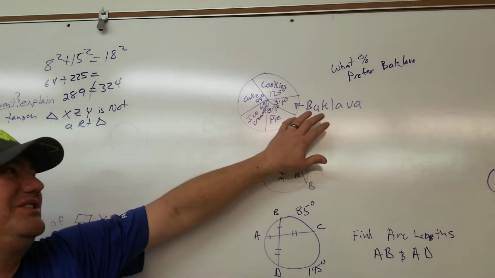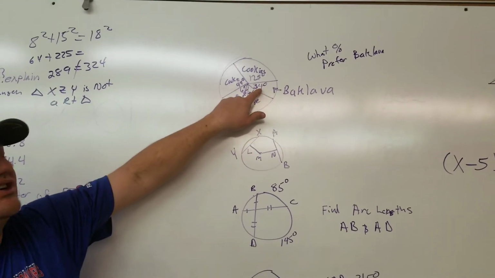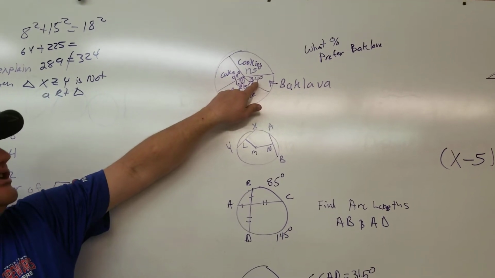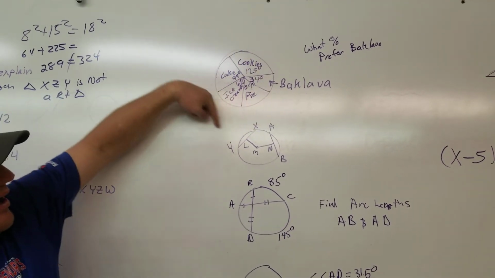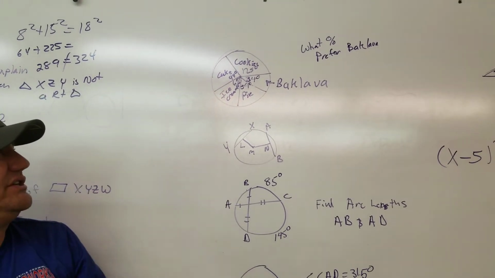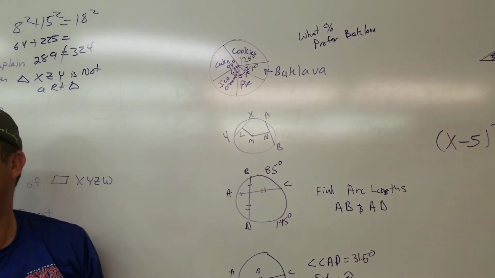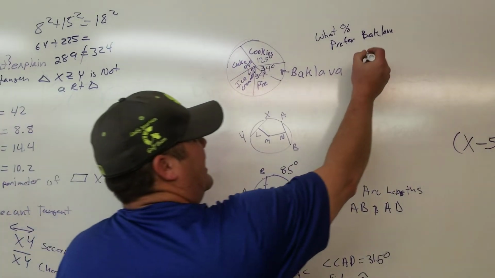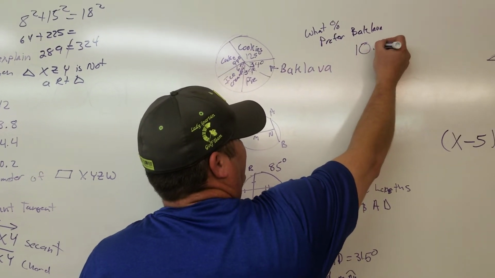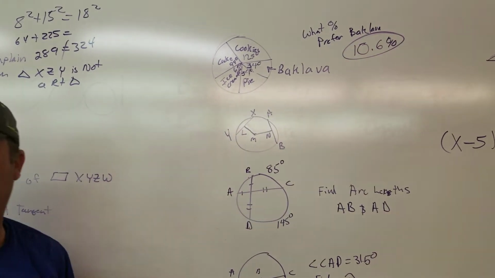So now we have to do baklava, and we have to do it as a percentage. A lot of kids are going to write 34 thinking that's the percent. It's not. You need to take 34 divided by all the way around a circle. What's all the way around a circle? 360 degrees. So I need to take 34 divided by 360. That's 10.588, so we're going to round that to 10.6% of the people prefer baklava.